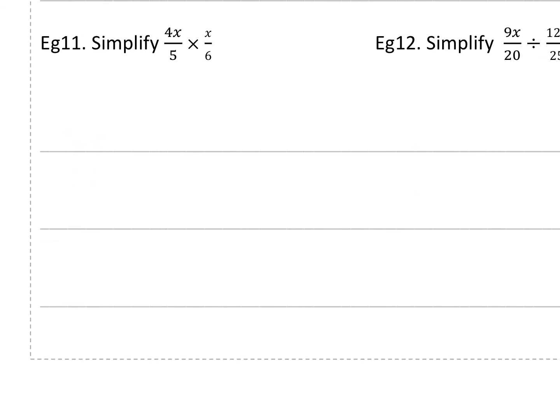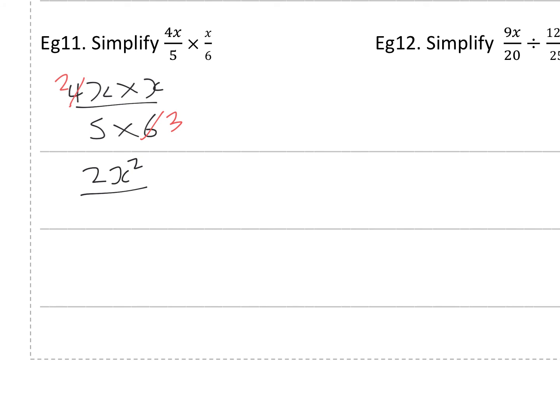Example 11. So here we can multiply the numerators. Multiply the denominators. There's a common factor of 2. So divide the 4 by 2, and you get 2. Divide the 6 by 2, and you get 3. Multiply the numerators now. We've got an x times x, which is x squared. So 2x times x would be 2x squared. On the denominator, we've got 5 times 3, which is 15.